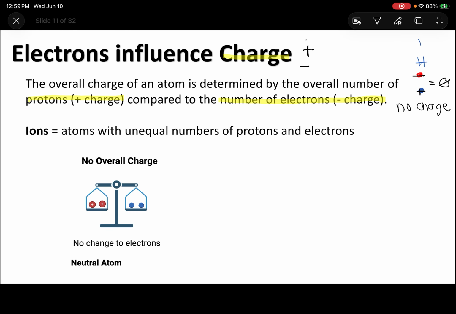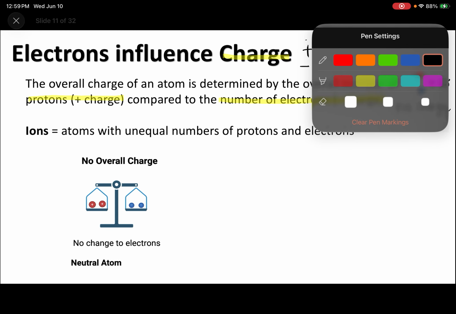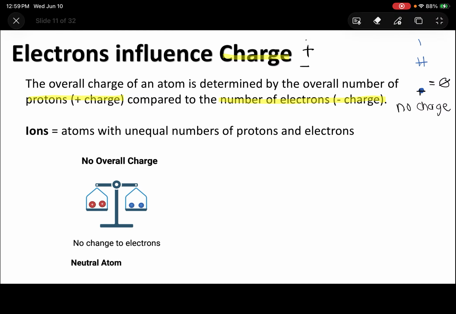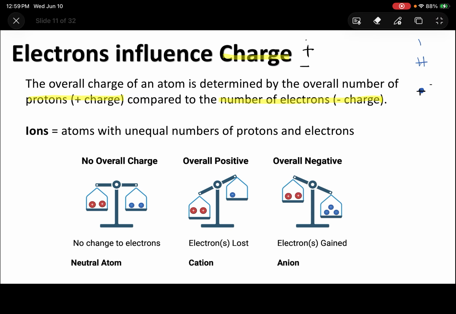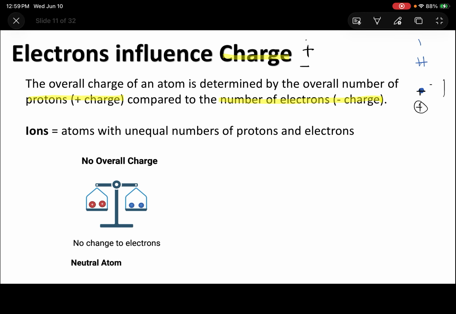But what happens if I take away that electron? What would my charge be? It'd be positive, just 1. And so when this happens, we call this an ion. These are atoms with unequal numbers of protons and electrons. And there are going to be kind of 3 ways that we classify this.